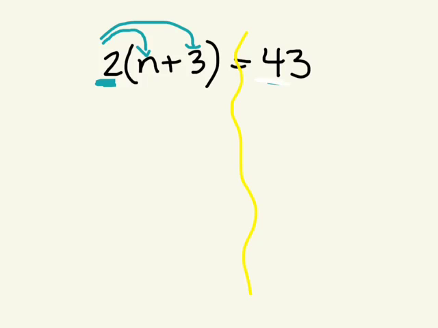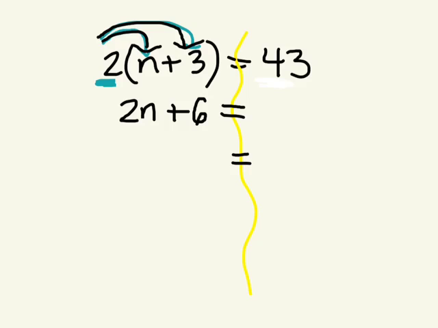So we have 2 times n is what? How would I write that? 2n. Good. And then we have 2 times positive 3, which is positive 6. There's no variable there, so that's it. Okay, so that's our left side. We keep the equal sign. I like to line up the equal sign so it's easier to follow. We're done with the left side right now. On the right side, we just have our 43. There's nothing else on the right side.